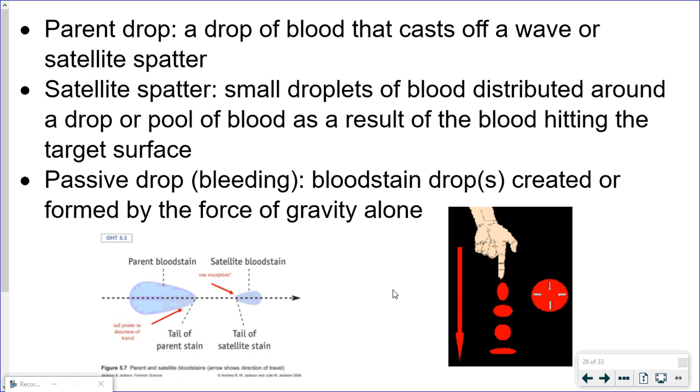We also end up with passive drops, which just occur from any type of regular bleeding. So these are drops created or formed by the force of gravity alone. If you cut your finger and it's running down and dripping on the floor, that would be a passive drop. There's no force associated with it.